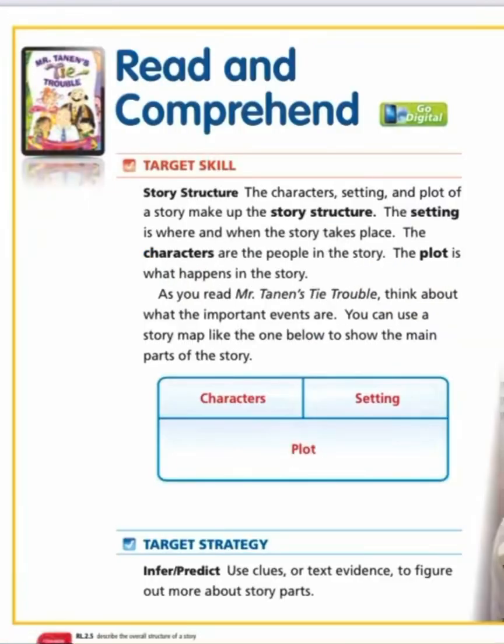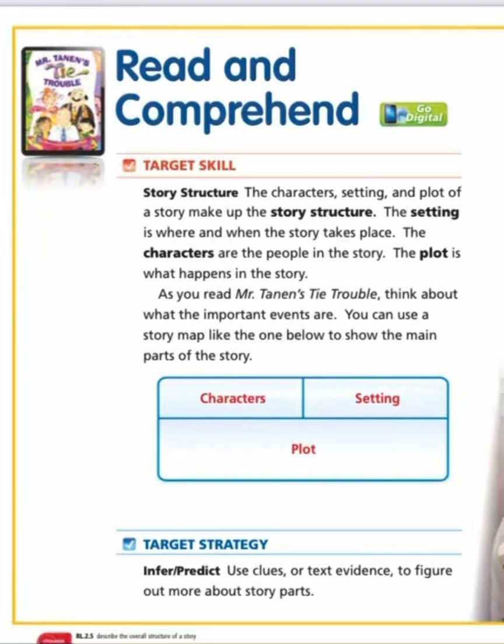Read and comprehend. Story structure. The characters, setting, and plot of a story make up the story structure. The setting is where and when the story takes place. The characters are the people in the story. The plot is what happens in the story.